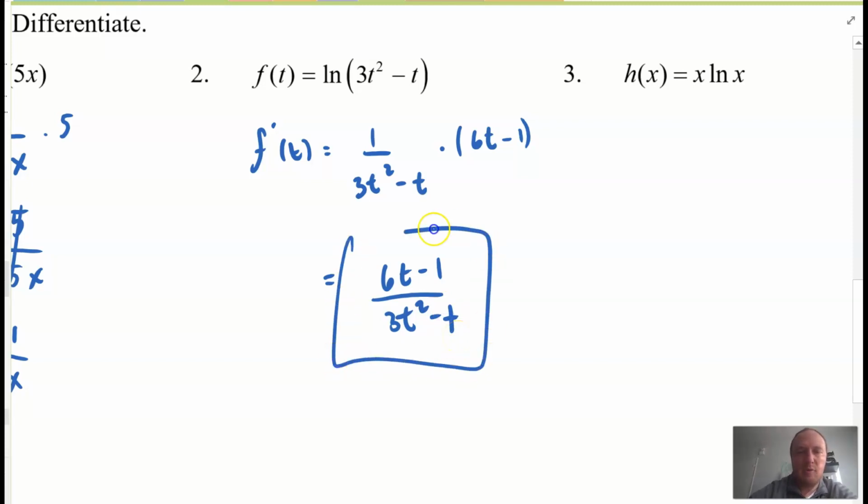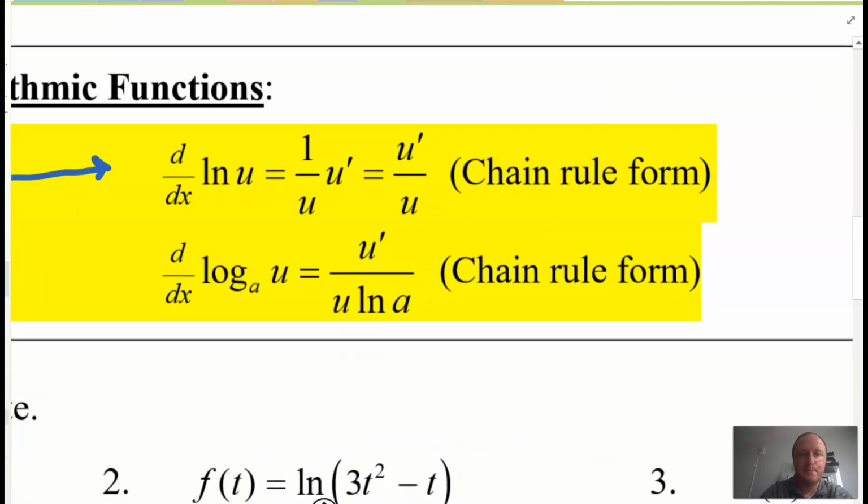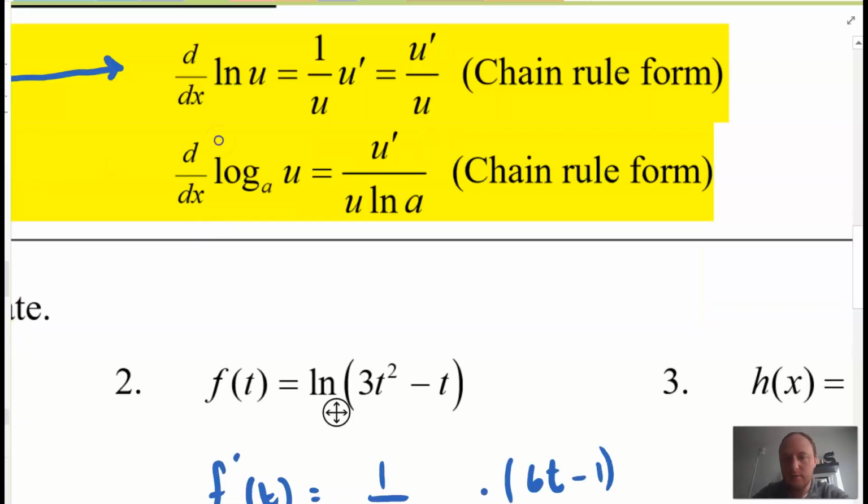So what I hope you're picking up on is that we put 1 over the inside, right? Whatever the inside is goes in the denominator, and then the derivative of the inside goes on top. And that is exactly what this definition says, right? The derivative of the natural log of u is u prime over u.